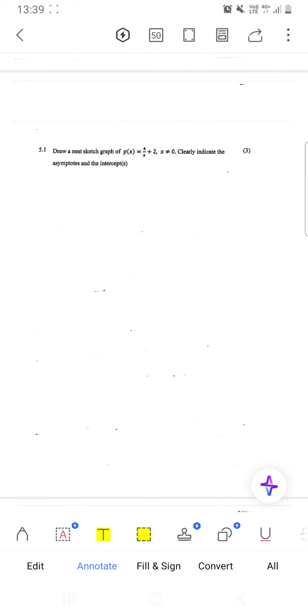Draw a neat sketch graph of p of x is equal to 4 divided by x plus 2, where x is not equal to 0. Clearly indicate the asymptotes and the intercepts, right?